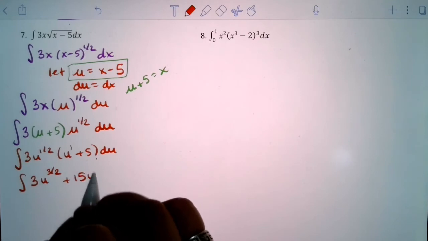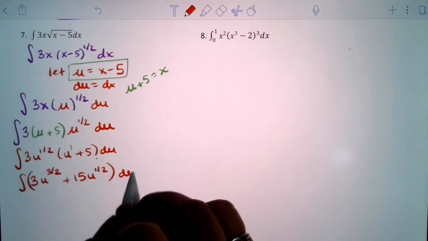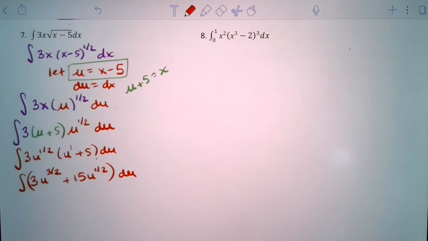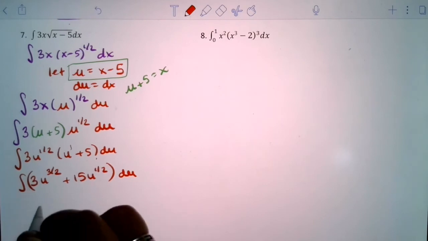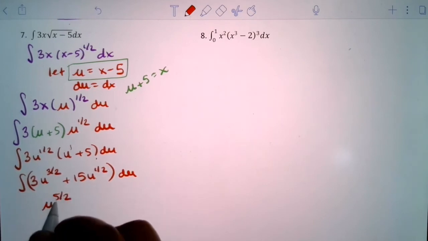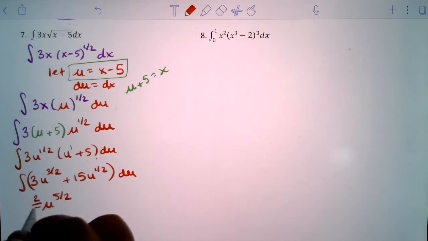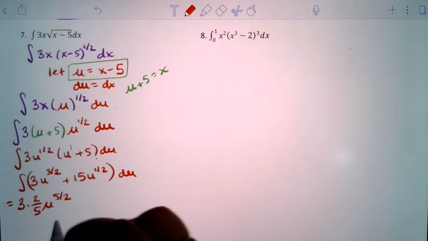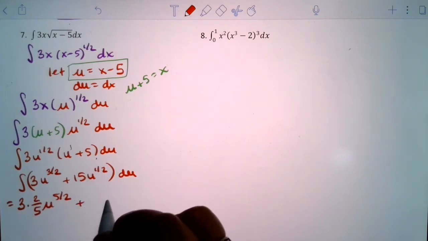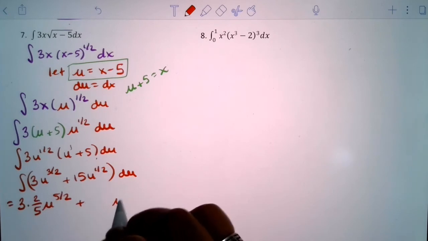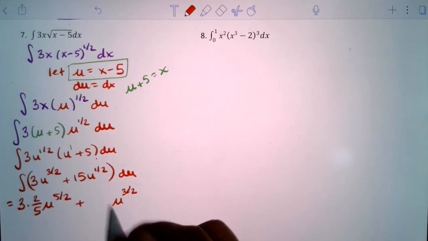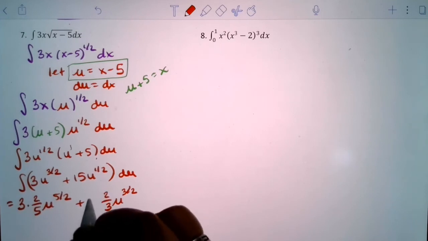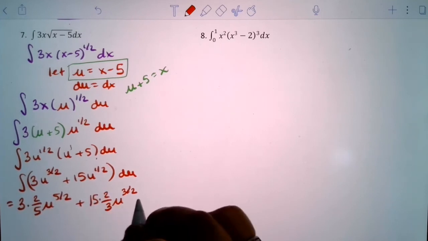Now you're at a moment where you can legally distribute, and it's great. And you're right in that zone of power rule. I'm going to do that. I'm going to add 1 to the exponent, and dividing by 5/2 is the same thing as multiplying by 2/5. And let me not forget about that 3 that was hanging out over there. I'll do the same thing on the next one, right? I'm going to add 1 to the exponent there. That would be 3/2. I'm going to divide by 3/2, which is the same thing as multiplying by 2/3. And the 15 was already there.